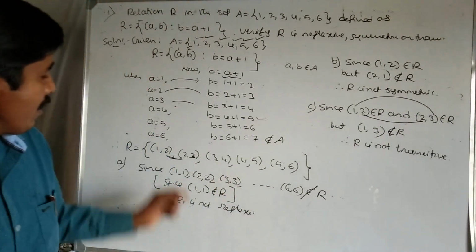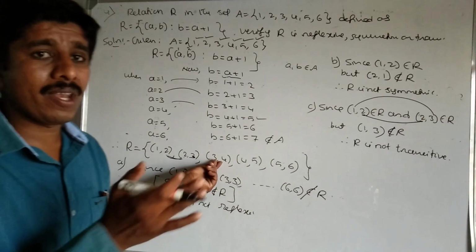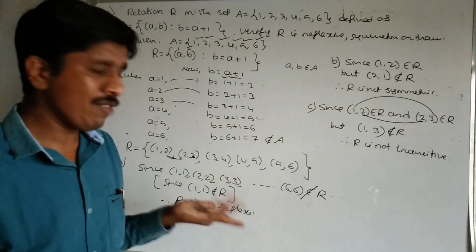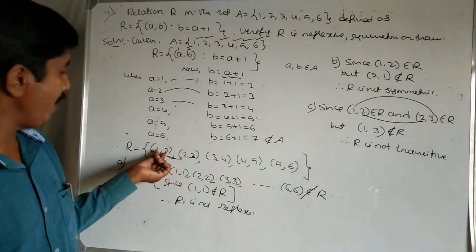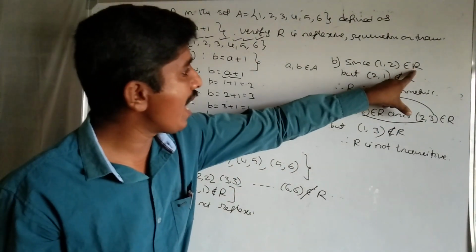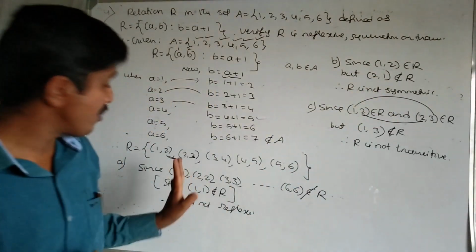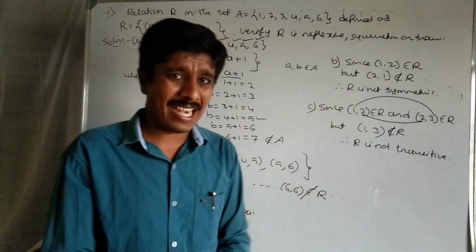Next, symmetric. You take any element here. 3 comma 4 belongs to the relation, but 4 comma 3 does not belong to the relation. Therefore it is not symmetric. Here 1 comma 2 belongs to the relation, but 2 comma 1 does not belong to the relation. We don't have 2 comma 1. Therefore it is not symmetric.